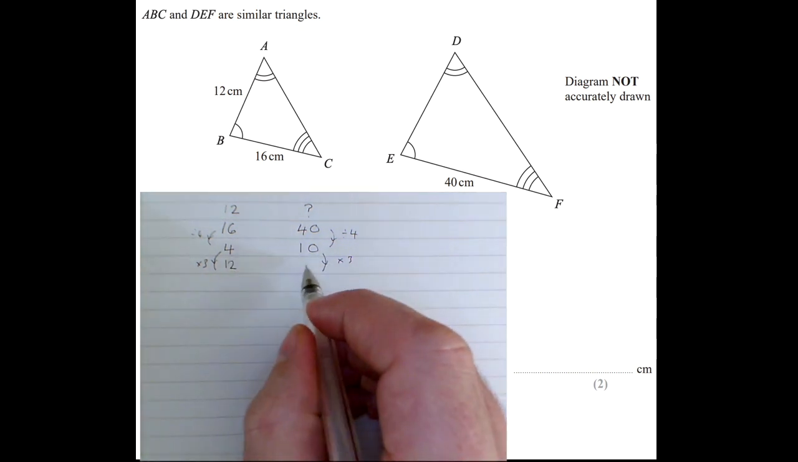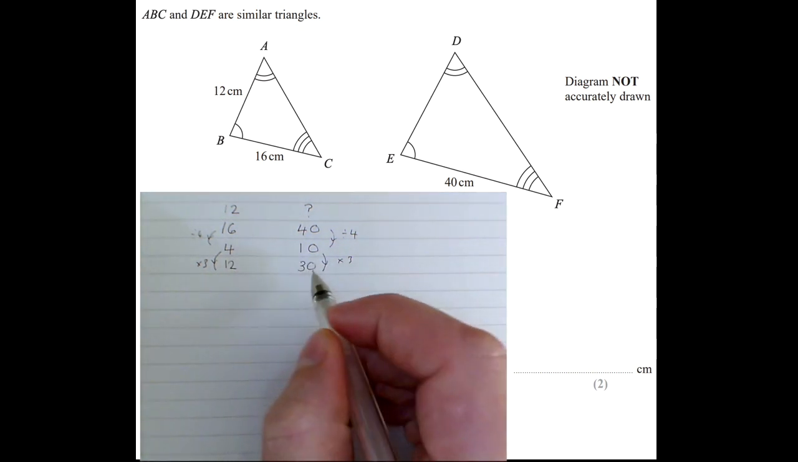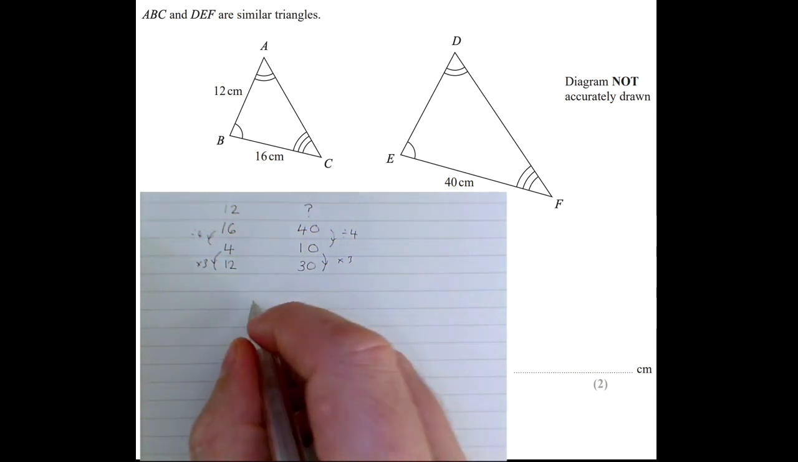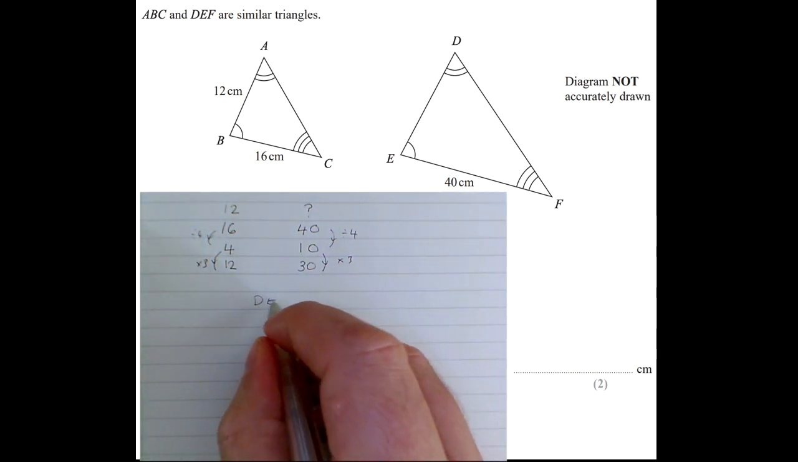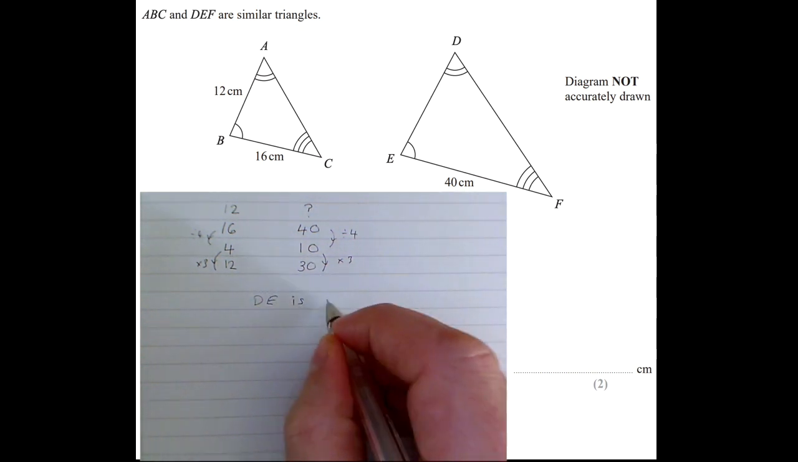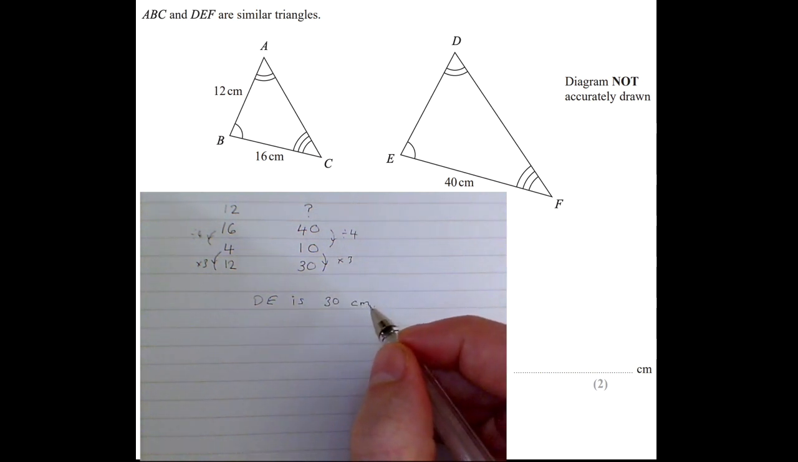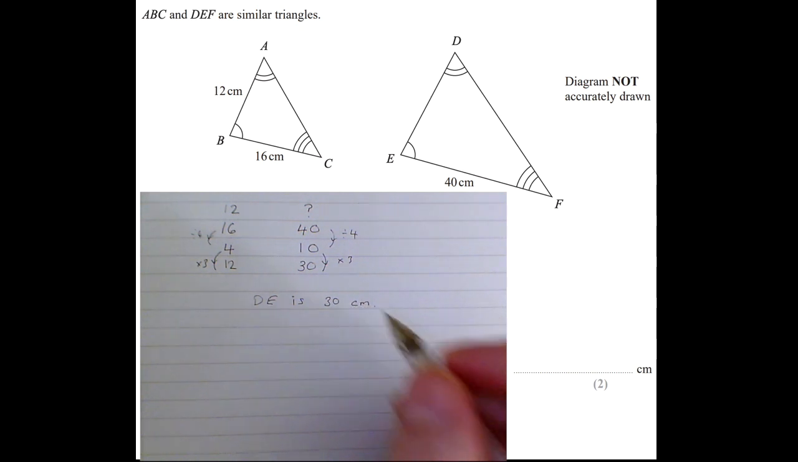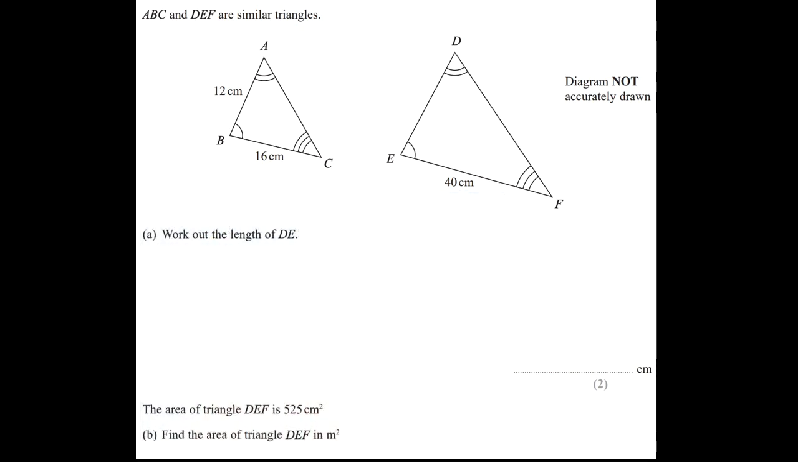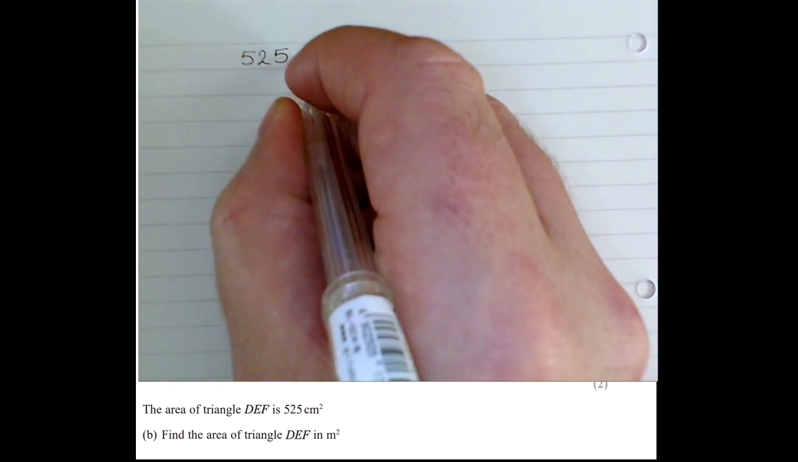I'm expecting that if AB and DE are similar and one is 12, the other should be 30 centimetres. So I think DE should be 30 centimetres. Okay. The other thing I could have done is 40 divided by 16 to get 2.5 and then just multiplied 12 by 2.5. We got the same thing. But you know, each method has its merits.